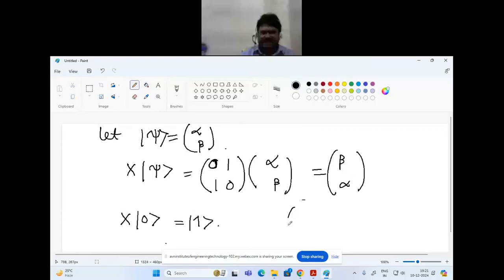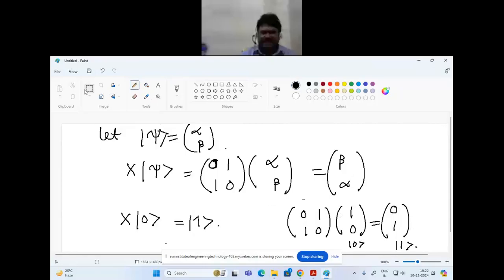See, the X gate is 0, 1, 1, 0. And what is your 0 state? 1, 0. So it is 0 into 1, 1 into 0, so it is 0. 1 into 1, 0 into 0 is 1. So this is your 1 state. This is your 0 state, and this is the 1 state. So a 180 degree rotation is there. That is why the X gate is transforming from the 0 to the 1 state.